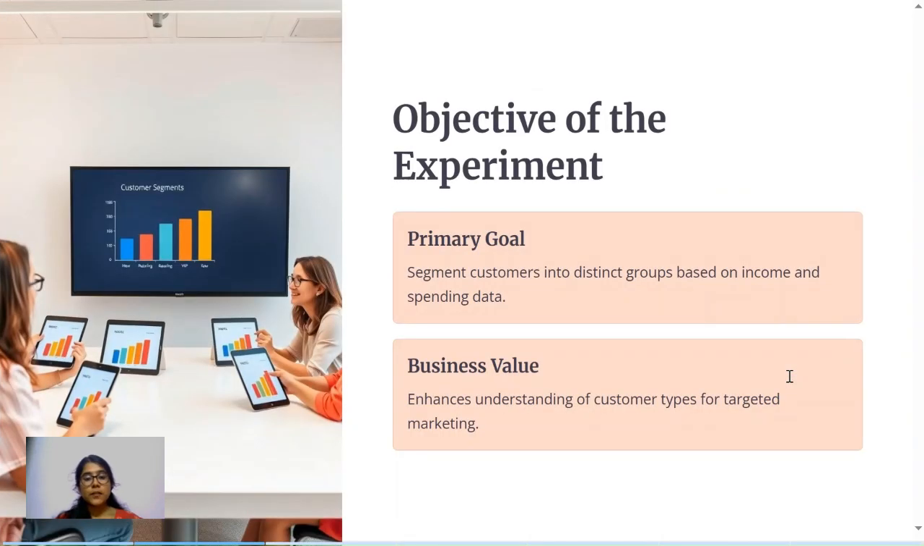Now the main objective of the experiment is to segregate the given customer data based on their annual income and their spending score, how much they spend. Based on that we are going to segregate them.